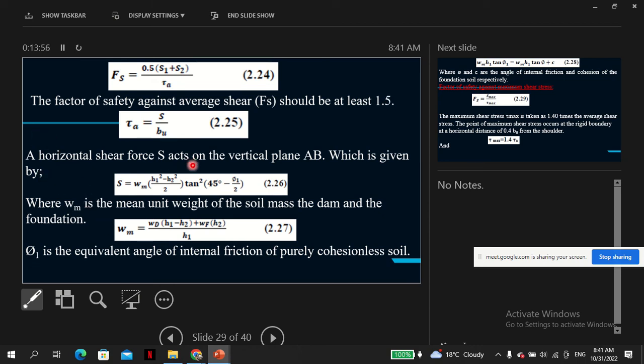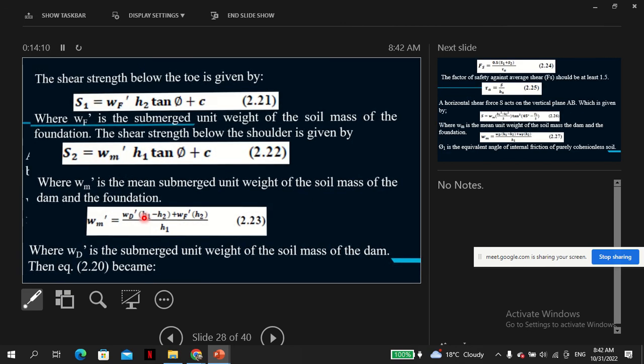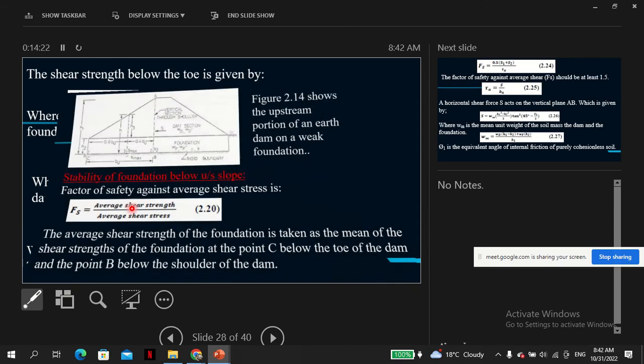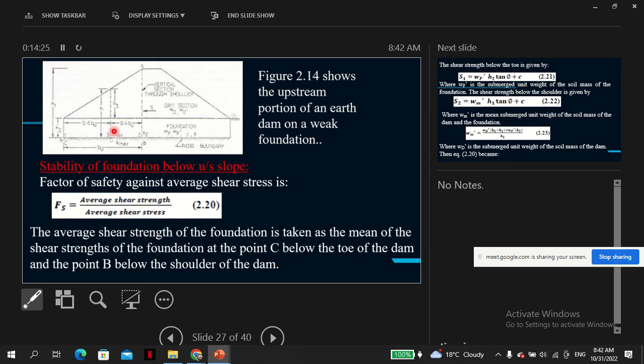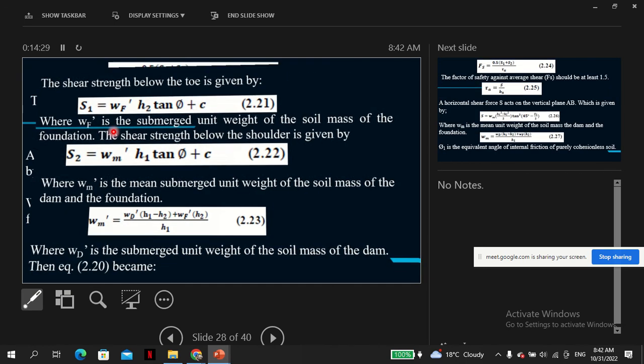A horizontal shear force S acts on the vertical plane AB, which is given as shown, where WM is the mean unit weight. I think this is the same idea. You can see the equations are of the same form, and in any case these are just formulas, with the meanings as described in the table in the diagram.